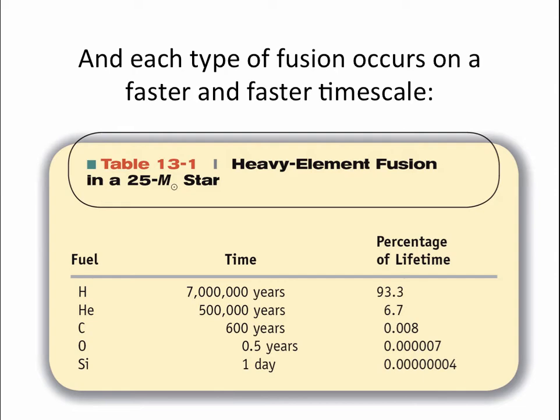So for a very massive star, 125 times the mass of the Sun, it may be able to do hydrogen fusion for 7 million years. But the helium fusion will just be 500,000 years, much shorter. The carbon fusion, just a few hundred years. And the oxygen and silicon fusion, we're talking about days.